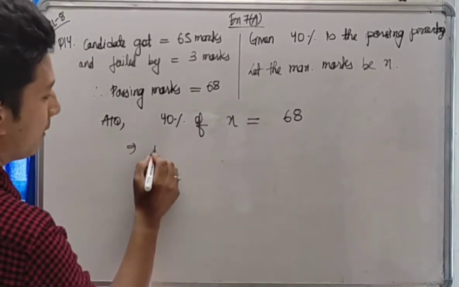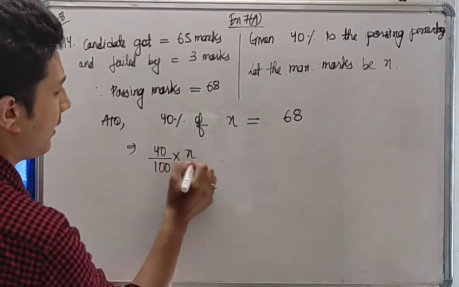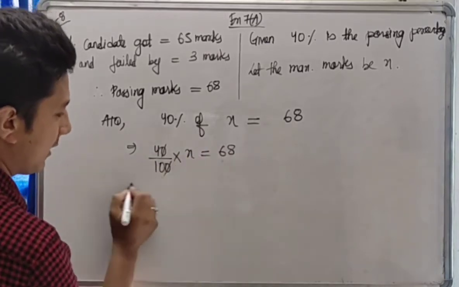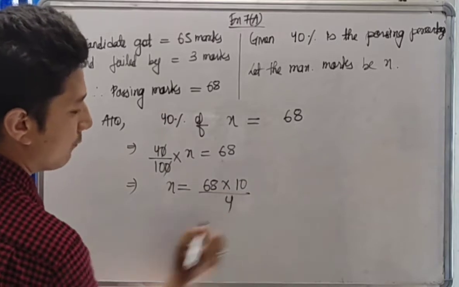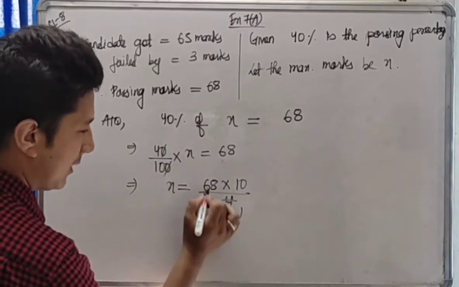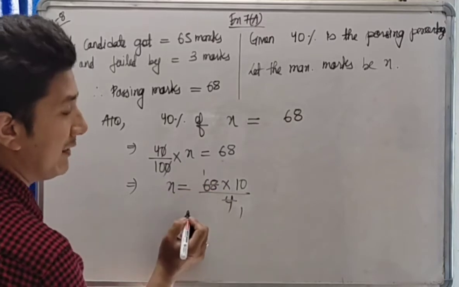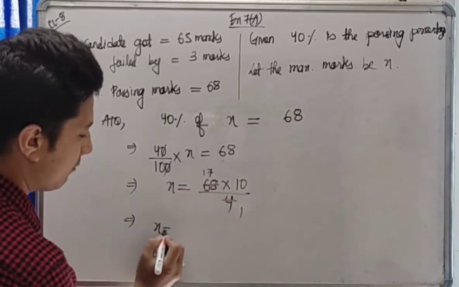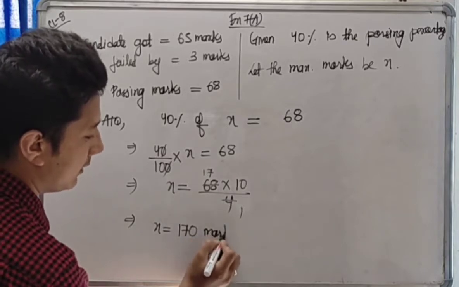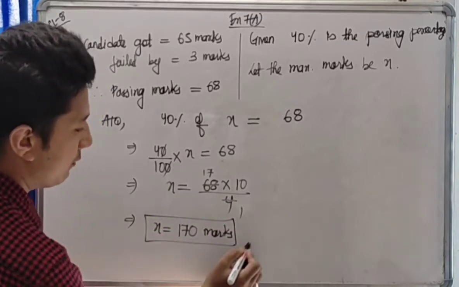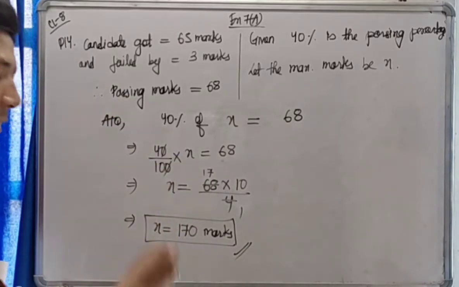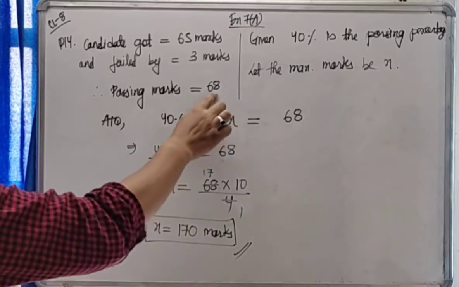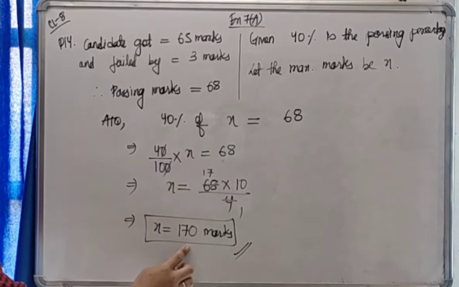So let's calculate. 40% means 40 by 100 into x is equal to 68. The zeros cancel out. So x is equal to 68 into 10 divided by 4. 4 ones are 4, 4 sevens are 28. So therefore, the maximum marks is 170. I hope you're clear with this. 170 is the maximum marks, and out of this 170, each student must get 68, which is actually 40% of 170. Please pause the video and note it down.